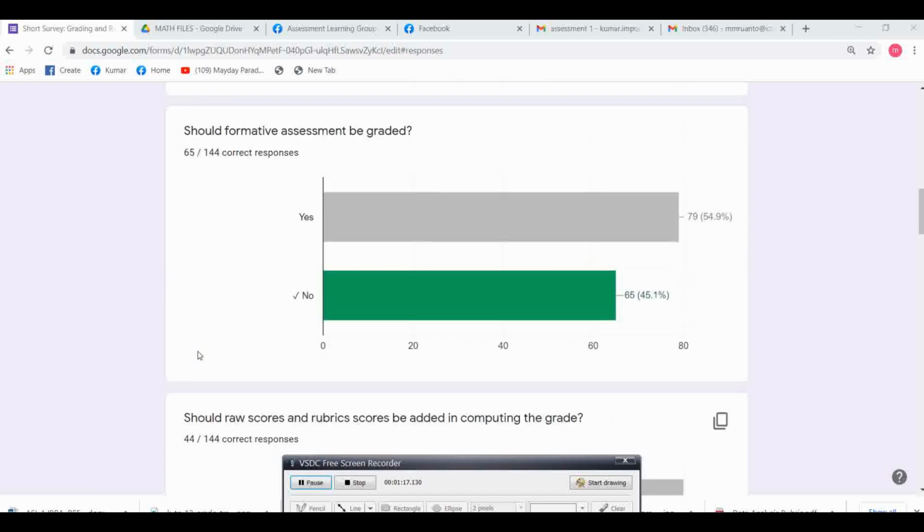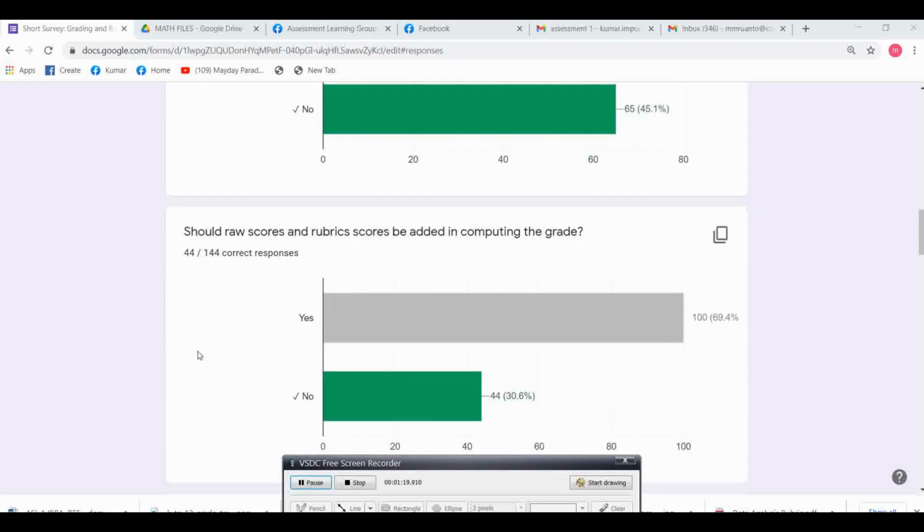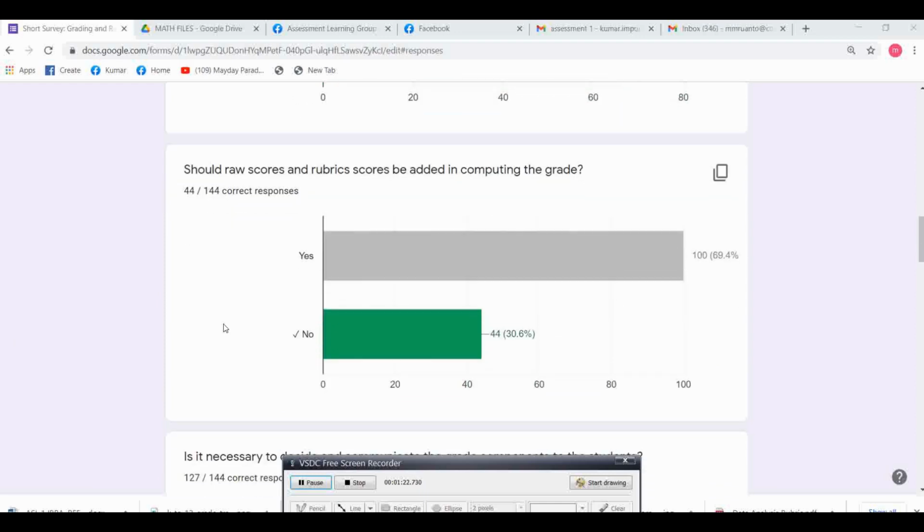Okay, let's go with issue number two. Should raw scores and rubric scores be directly added in computing the grades? This is kind of confusing, no? Because raw scores are usually the number of correct answers in the exams or in the quiz, while rubric scores are in terms of scales. So these two have different measurements.